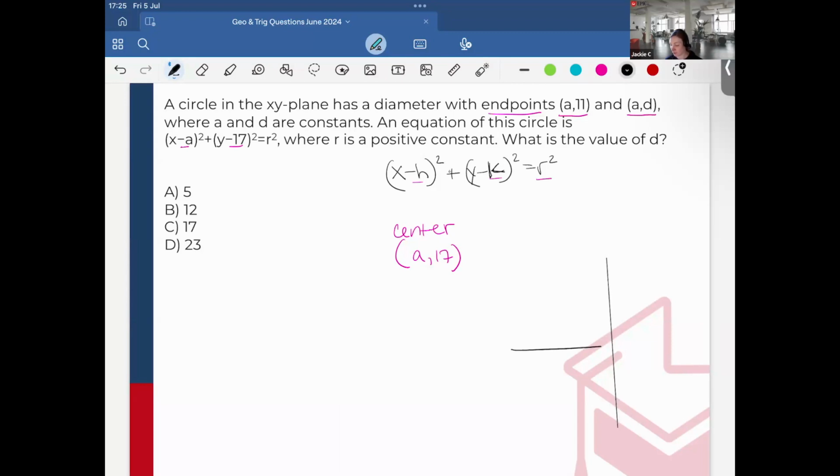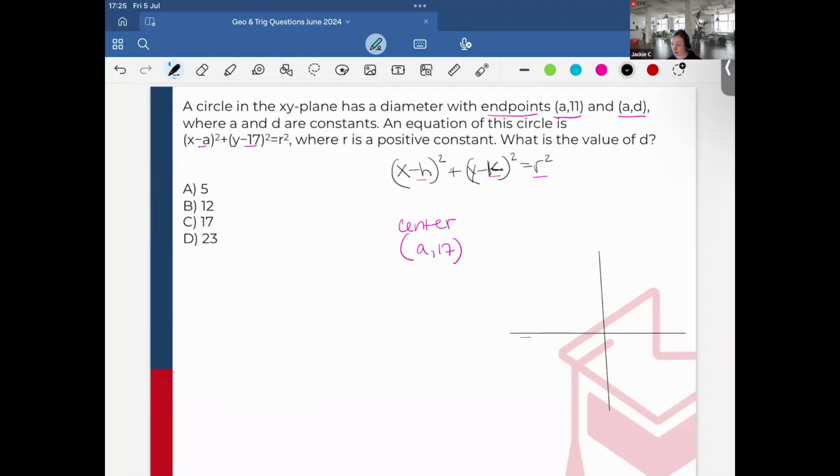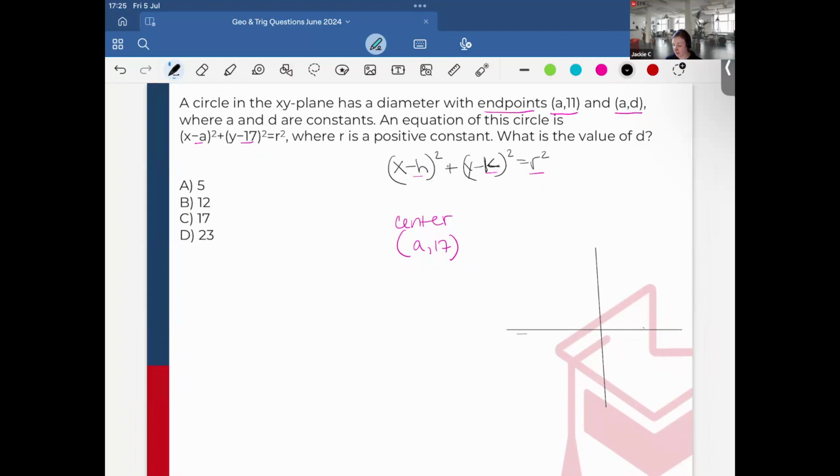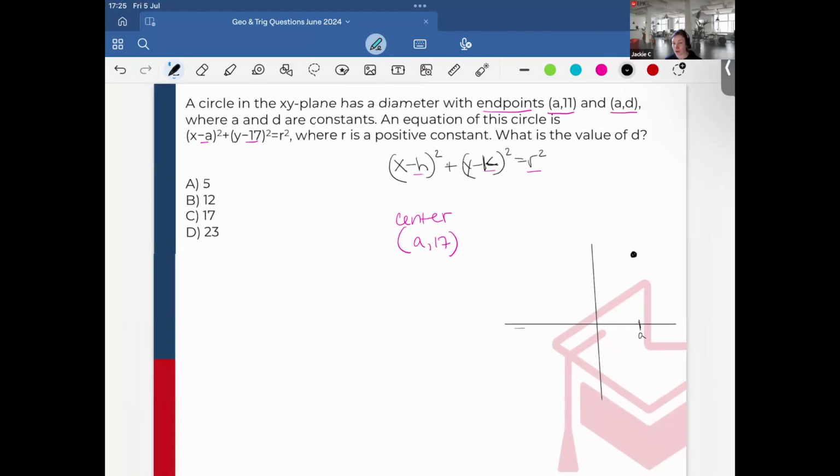We can just simply solve this one, but I just want to give you a little bit of a visual here. So I know that the center's at somewhere on x, and 17 is my y value. So let's just say this a value's here, and my 17 is up here. So that would be the center. And then the other one I have at (a, 11), my other provided coordinate. So that would go down. So we'll say it's around here. I'm just eyeballing for learning purposes.